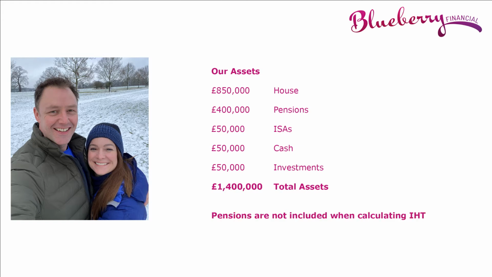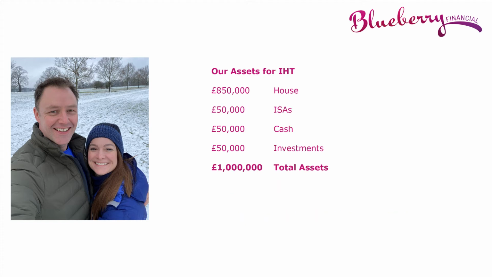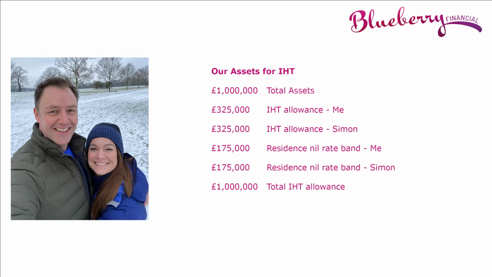Pensions are not included when calculating inheritance tax, so we can take them out. So as you can see here, our total assets for inheritance tax purposes is just £1 million. So now we have to start looking at the allowances that we've got.